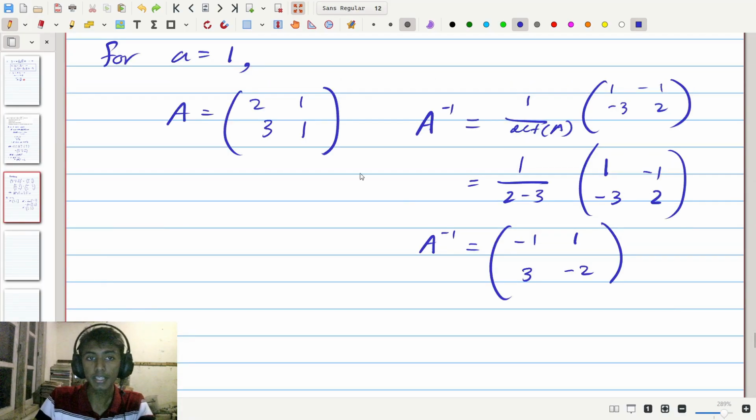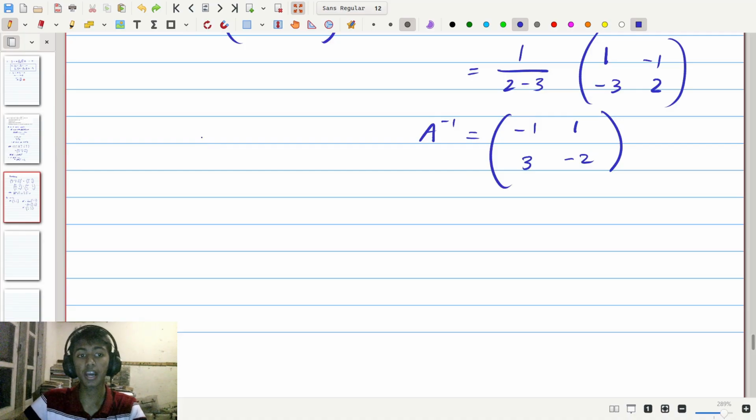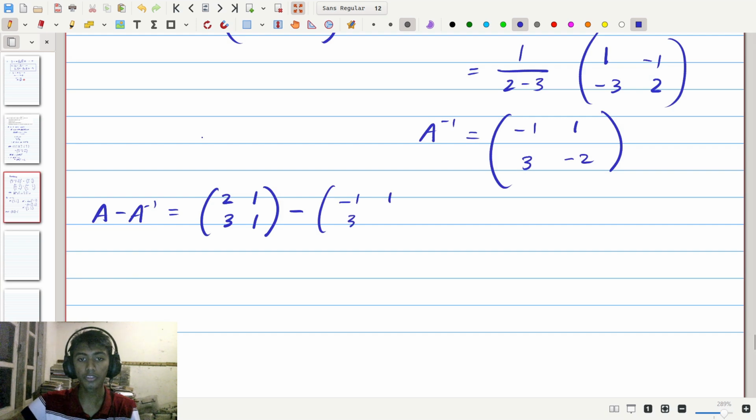Now finally, if we take this value of the A matrix and the A inverse matrix, and we do what the question asked, which was to consider A minus A inverse, we're going to get the matrix of A, which is going to be 2, 1, 3, 1. We're going to subtract from it the other matrix, which is negative 1, 1, 3, negative 2.